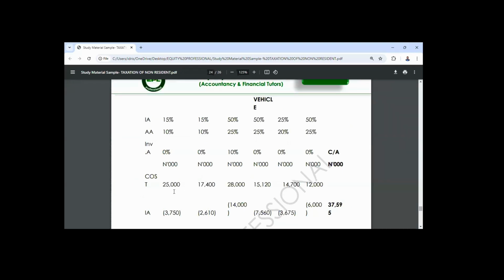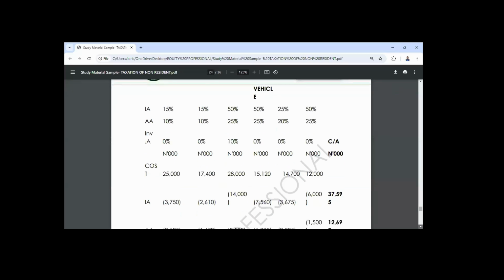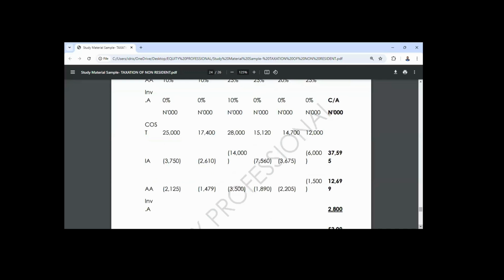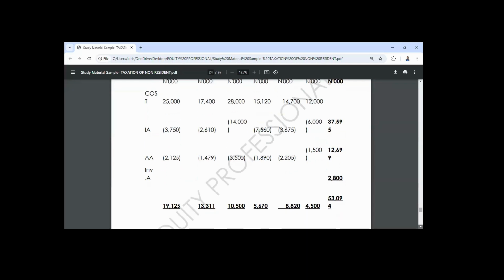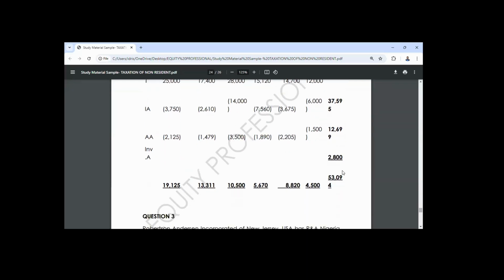You put your cost. When you put your cost, you compute your initial allowance based on your cost. Once you do that, you compute your annual allowance. At the end of the day, our total capital allowance is going to be 53,094 naira.